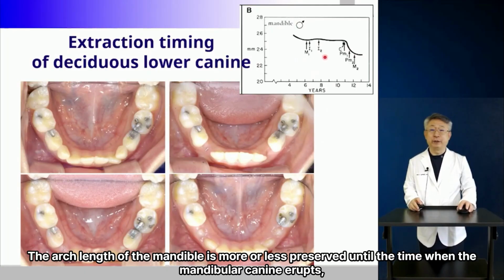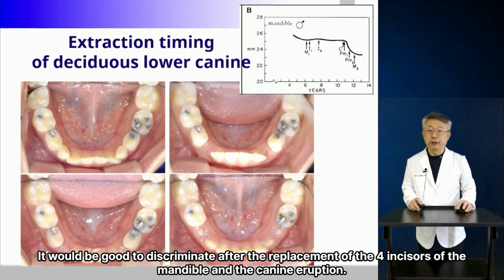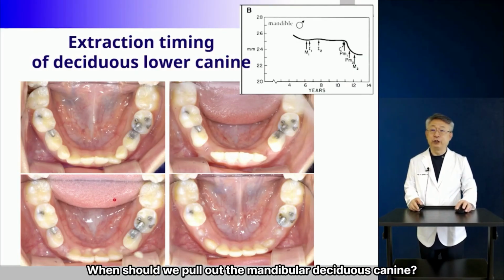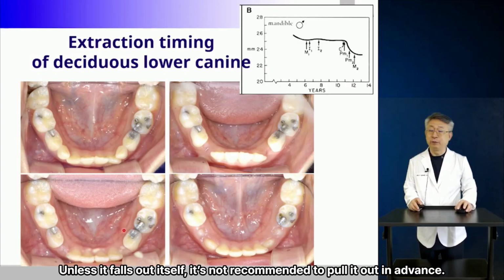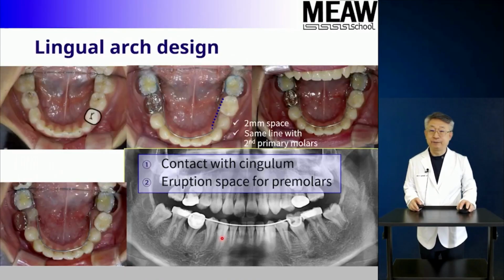The arch length of the mandible is more or less preserved until the time when the mandibular canine erupts, but decreases as the first premolar erupts. It would be good to discriminate after the replacement of the 4 incisors of the mandible and the canine eruption. When should we pull out the mandibular deciduous canine? Unless it falls out itself, it's not recommended to pull it out in advance. Even if the mandibular deciduous canine shows a little degree of mobility, it is recommended to let it fall out itself as the permanent canine comes out.